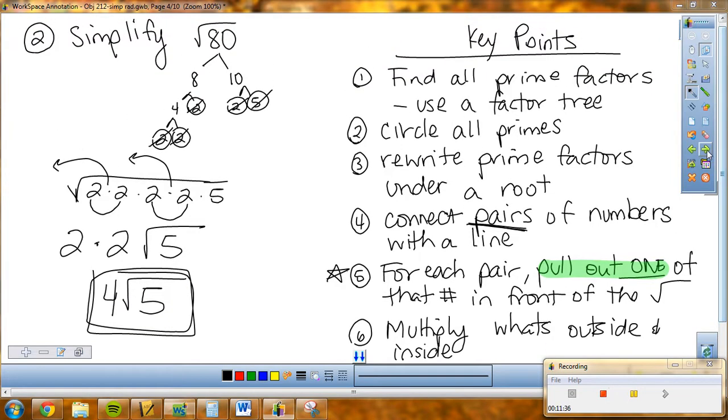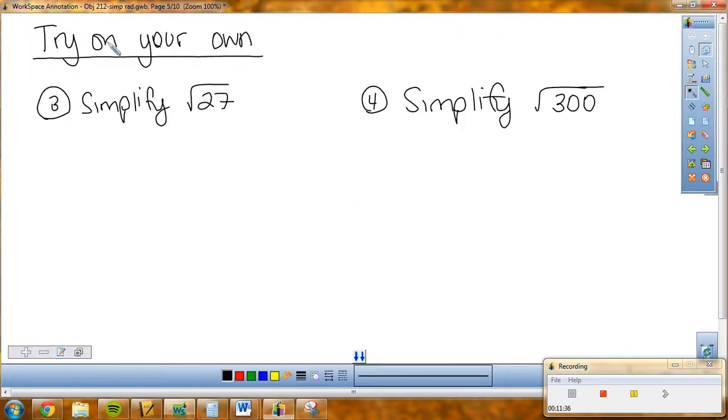So now, you should try on your own. Number 3 and number 4, write this in your notes. You can pause the video so that you can try and check your own work following the key points. We'll come back and give you the answers to see how you did.